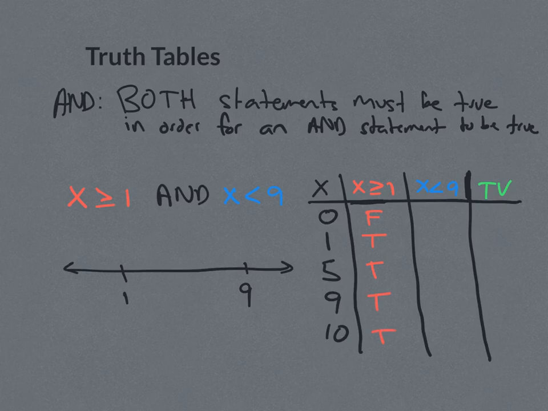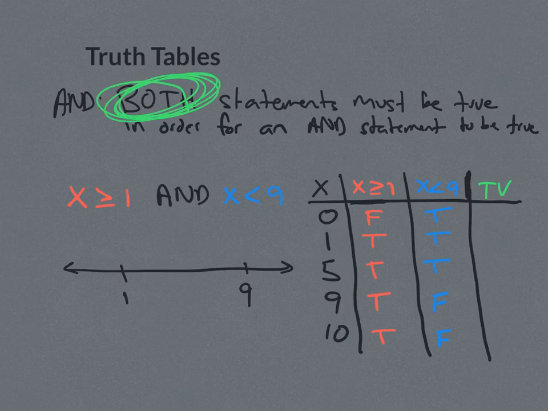Now let's look at x is smaller than 9. So any of these numbers that I plug in, if they're smaller than 9, I'm going to get a true. So 0 is smaller than 9, 1 is smaller than 9, 5 is smaller than 9, 9 is not smaller than 9. So there's my first false, and 10 is not smaller than 9. So that's false.